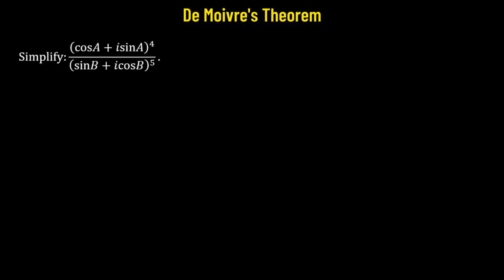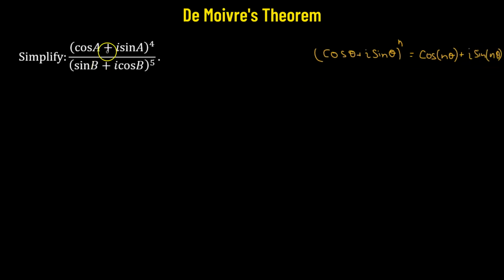Let's try to simplify the given expression. We'll state De Moivre's theorem first. That theorem states that whenever we have cosine of theta plus iota times sine of theta raised to the power of n, then this will be equivalent to cosine of n theta plus iota times sine of n theta.